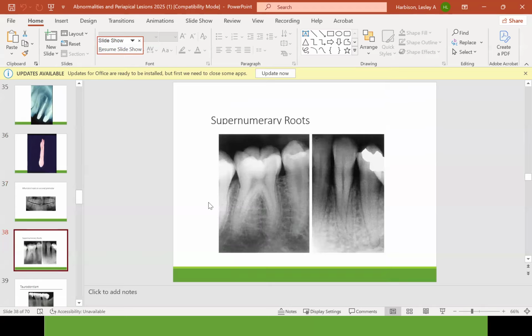Supernumerary root on the mandibular molar. You can see a third root in between those mandibular mesial and distal roots. And then bifurcation on this canine, I guess that's a canine picture.